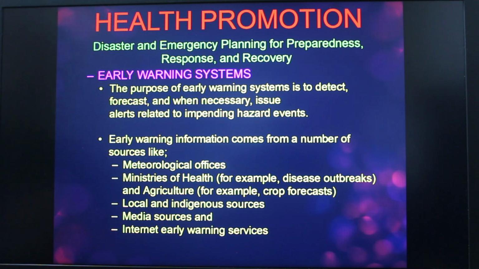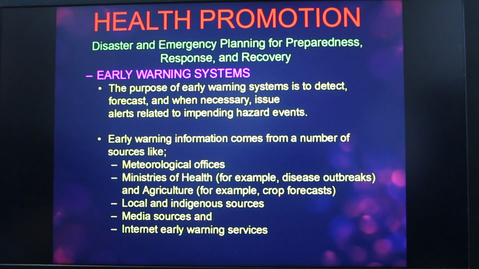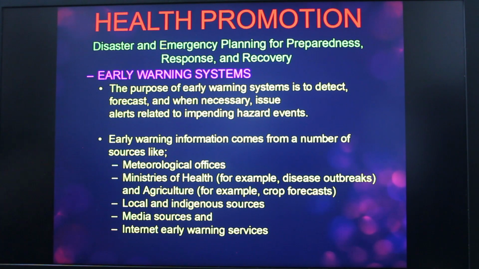And what about early warning systems? The purpose of early warning systems is to detect, forecast, and when necessary, issue alerts related to impending hazard events. Early warning information comes from a number of sources like meteorological offices, ministries of health, for example, disease outbreaks, and agriculture, for example, for crop forecasts, local and indigenous sources, media sources, and internet early warning services.